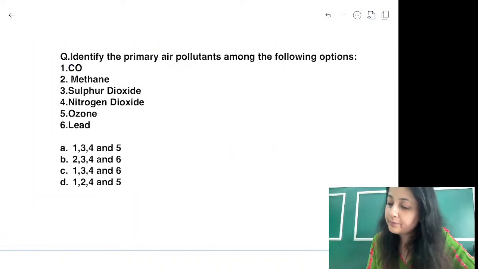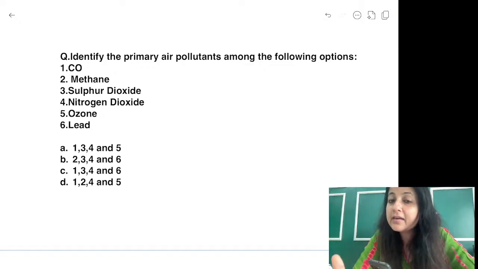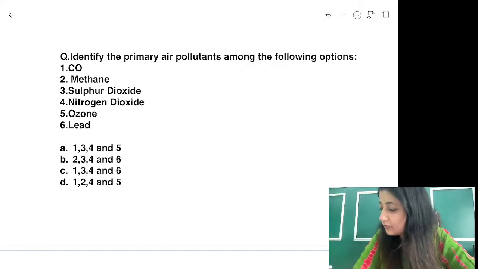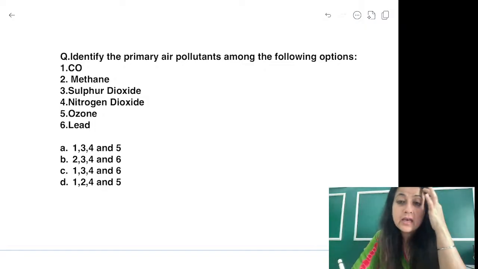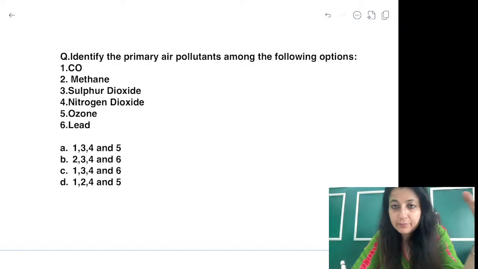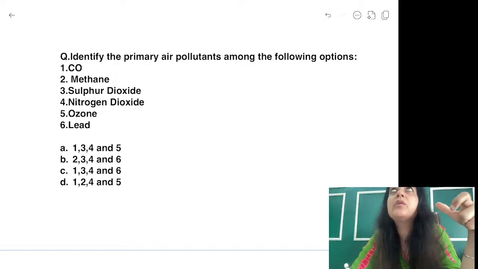Without taking too much of your time, let's start with the questions. In environment, we will be focusing on water, air, light, waste disposal, and a couple of MCQs. So let's start. Identify the primary air pollutants among the following options. Whenever you open the chapter of environment and go to air, you have a question on primary and secondary air pollutants.